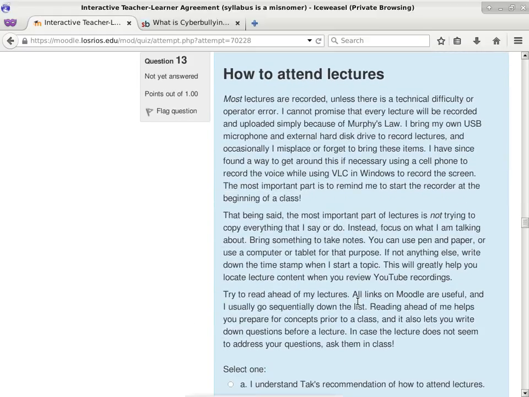How to attend lectures. I'm going to leave most of this to you to read, okay? Most lectures are recorded unless there's a technical difficulty or I forget, okay, operator error. I cannot promise every lecture will be recorded and uploaded simply because, well, things will happen. So you do want to take notes, okay? You don't want to rely 100% on the recorded lectures, okay? Bring a piece of paper, bring whatever device that you regularly use to take notes, okay? And that will be helpful.